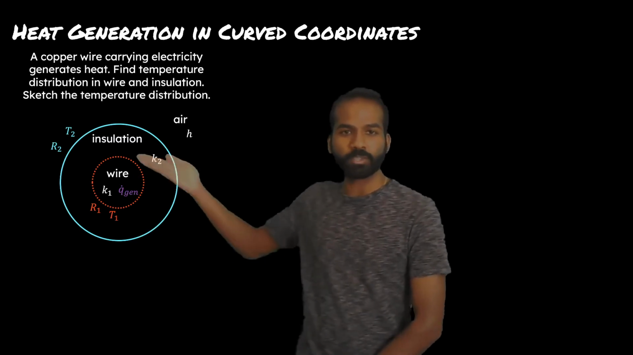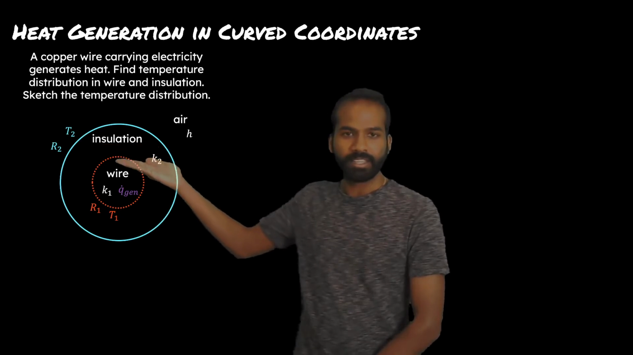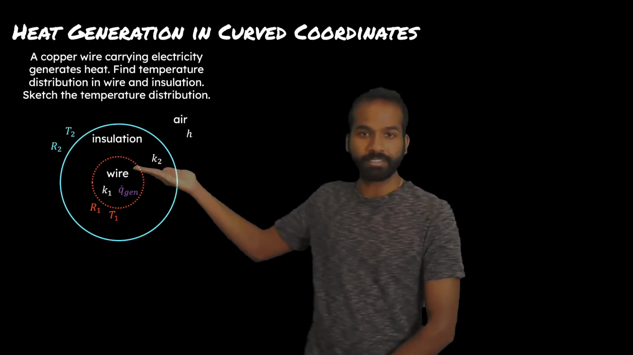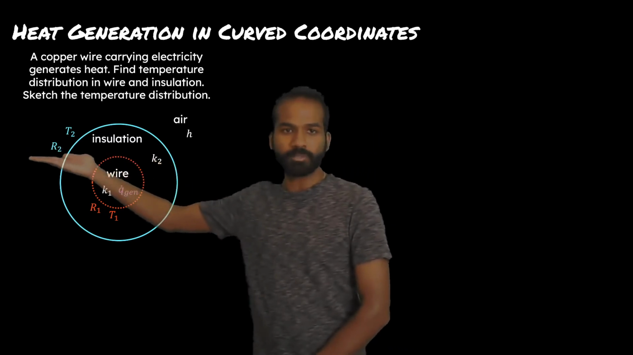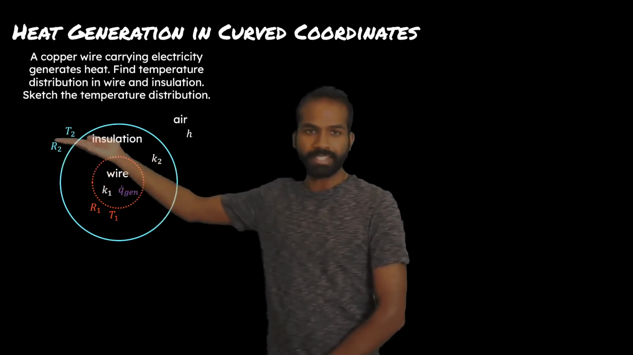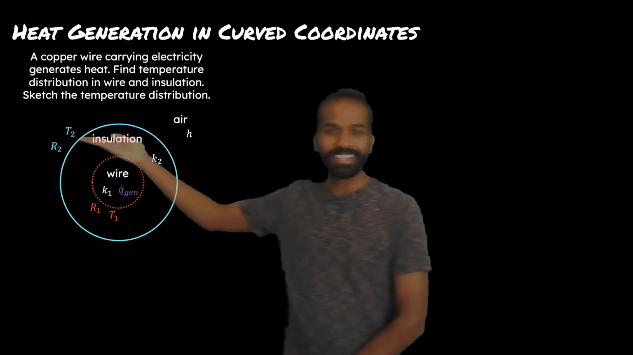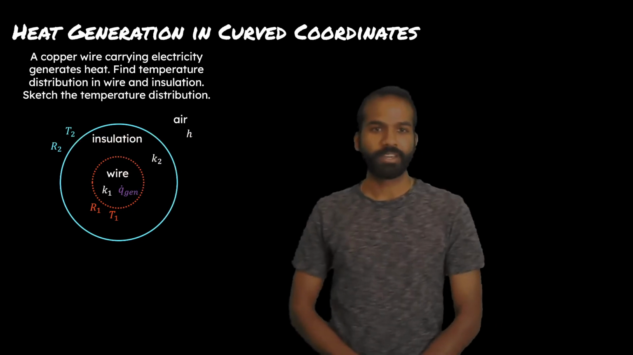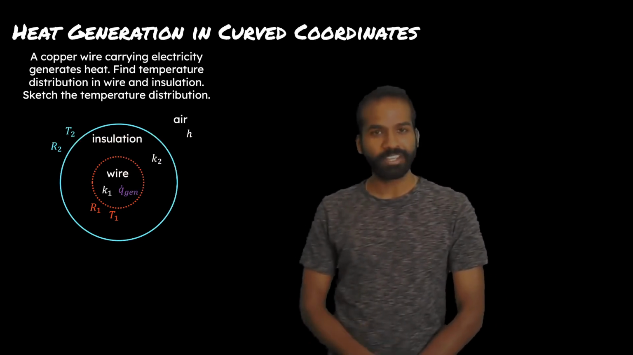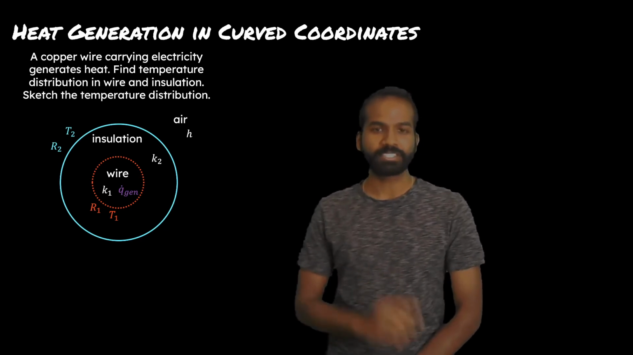The wire is surrounded by insulation on all sides. That insulation has a thermal conductivity of k sub 2. It has an outer radius of r sub 2 and a temperature at its outer surface of T sub 2. And the insulation is surrounded by air with a heat transfer coefficient h. We want to find the temperature distribution in both the wire and the insulation and sketch the temperature distribution.